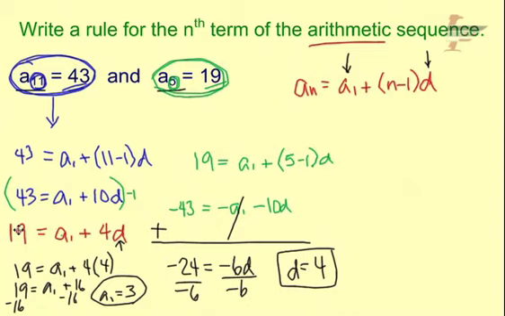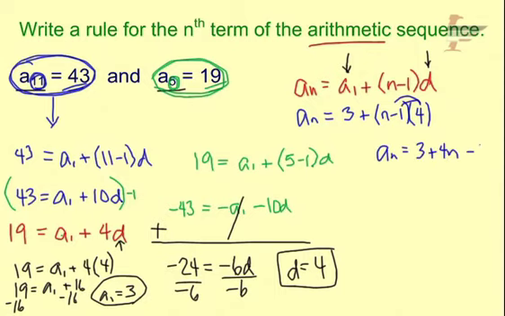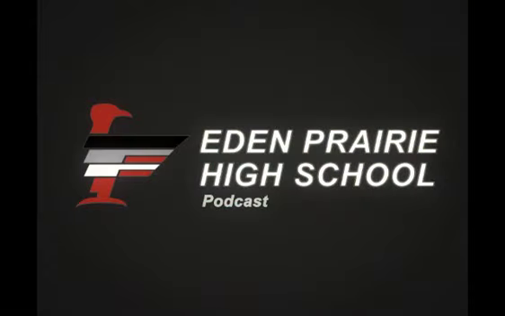It's been a lot of work so far, I know, but it's work you guys have seen before, which is nice. And we just plug it into the equation. So a sub n equals, our first term is 3 plus n minus 1, and then our common difference is 4. And then to clean it up, we just do some distributing. So 3 plus 4n minus 4, which is 4n minus 1. And finally, here we have our rule for this arithmetic sequence.